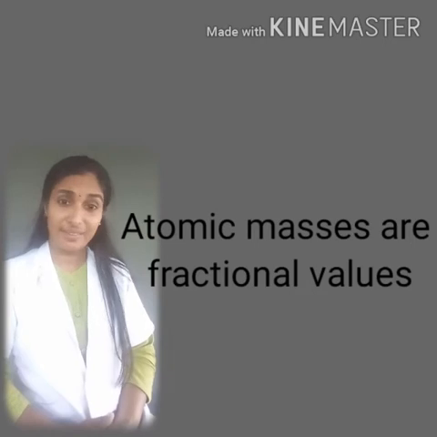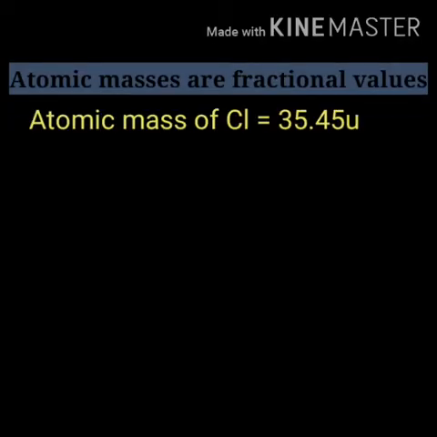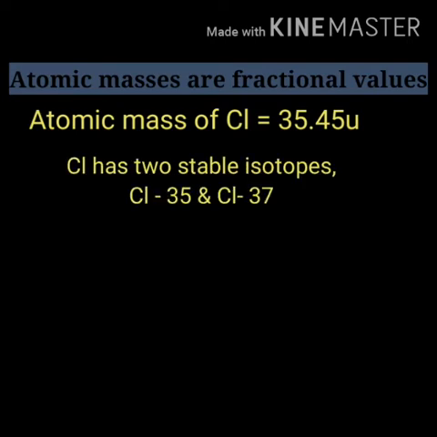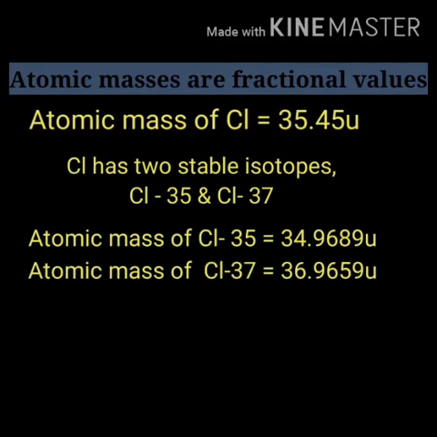When we look at the atomic masses, decimal points are coming in the values, right? Atomic masses are fractional for many elements. For example, chlorine. Chlorine has an atomic mass of 35.45 U, which is a fractional value. How does it come? Actually, chlorine has two stable isotopes, chlorine 35 and chlorine 37, with atomic masses 34.9689 U and 36.9659 U respectively.